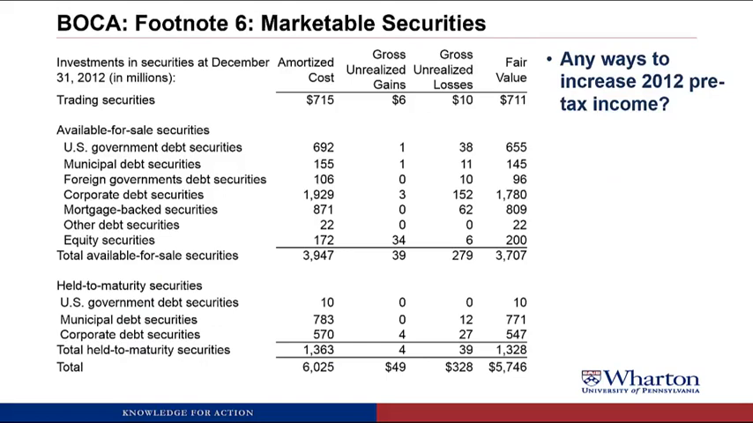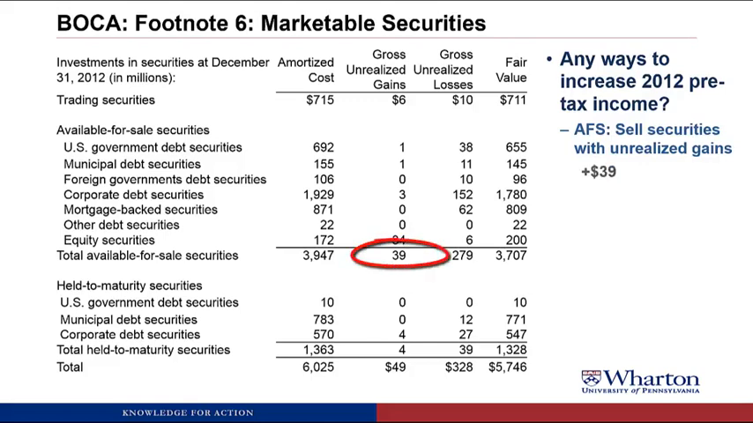Last question to work on. Are there any ways to increase 2012 pre-tax income by changing how we manage our marketable securities? One thing we could have done, for the available for sale securities, is sold the securities with unrealized gains, which would have basically brought those gains from AOCI into the income statement, and we could have increased our pre-tax income by as much as 39.